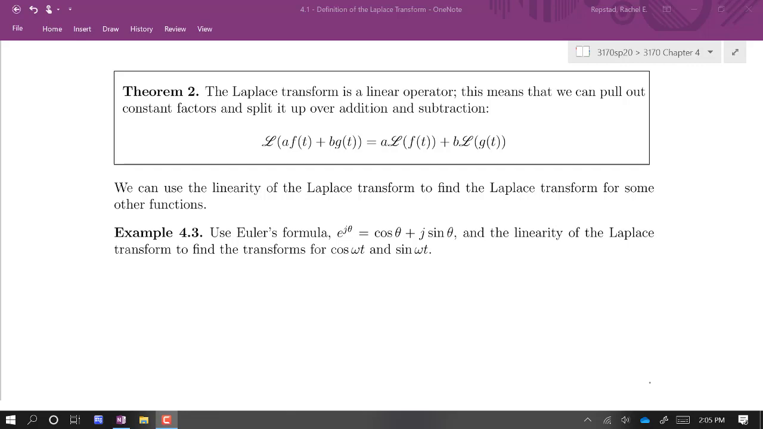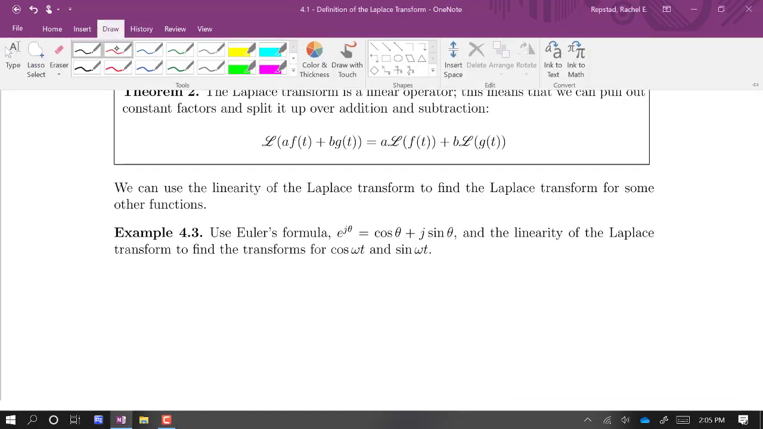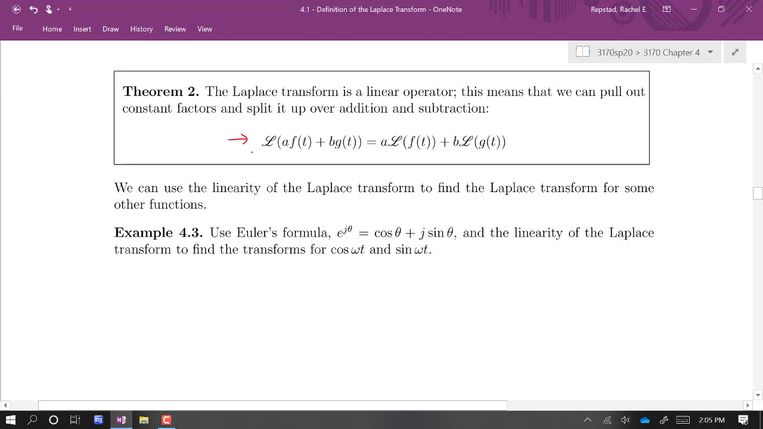A great thing about the Laplace transform is that it is a linear operator. That means that we can split it up over addition and subtraction, and we can pull out constant factors. So that's basically what this equation here says. The reason this helps us is that sometimes we can find some transforms without having to do the whole integral. If we know some transforms, we could use the linearity of the transform and maybe some other facts, how we can rewrite the function, in order to find the transform without having to do the actual integration.